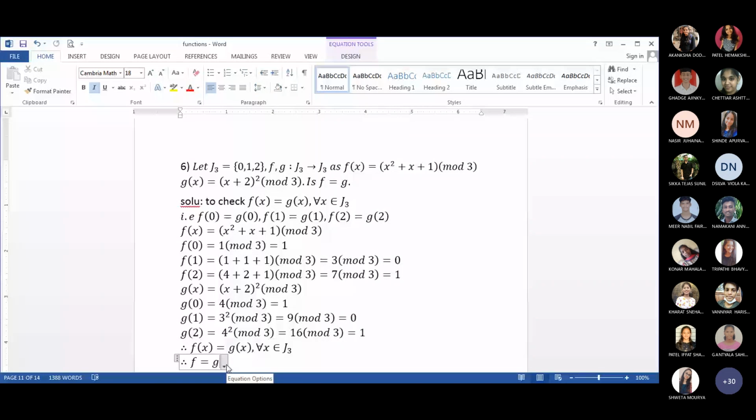Is this sum clear? Sum number 6 is clear?